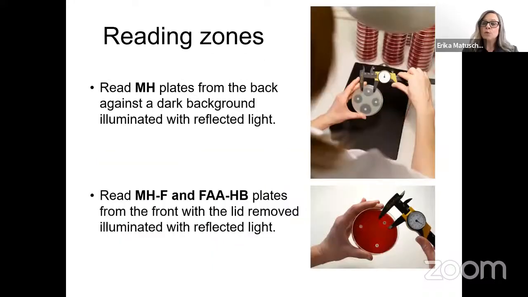It is also important to have the correct background and lighting. Standard Mueller-Hinton plates are read from the back of the plate against a dark background and illuminated with reflected light. And reflected light means that the light comes from above and is directed down to the plate. For the plates that contain blood, MH-F and F-A-A-H-B, you have to remove the lid and read it, and it should also be illuminated with reflected light.